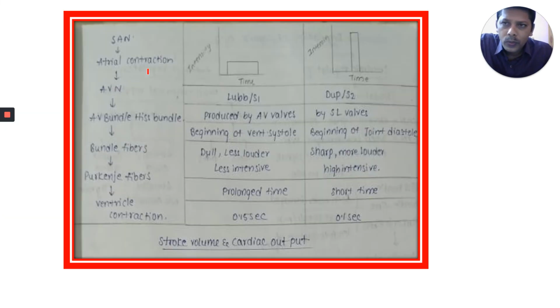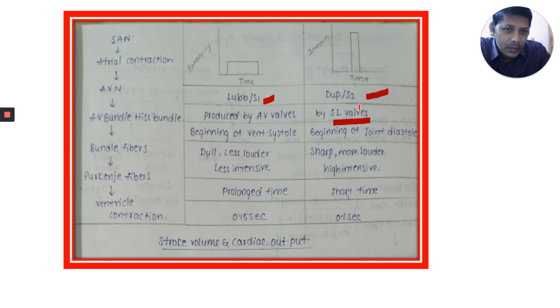Okay, look at this one. Lub sound and dub sound. Lub sound is the S1 sound, dub sound is the S2 sound. The lub sound is produced by AV valves, and the dub sound is produced by closure of semilunar valves. When the lub sound comes, that means it is the beginning of ventricular systole.